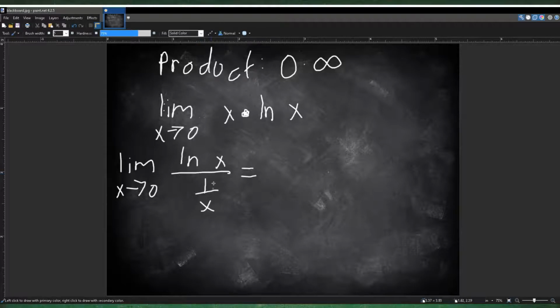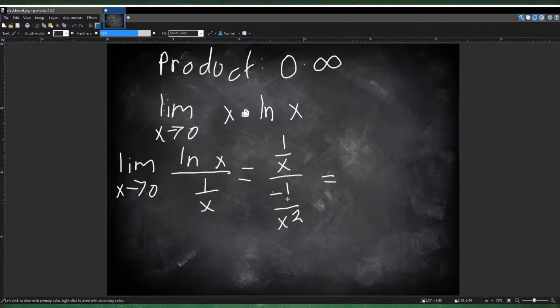So we need to check if this is indeterminate. So we have ln of 0, which is infinity, right? And 1 over 0, because x is 0, right? So 1 over 0 is just infinity. So we have infinity over infinity. So this is an indeterminate. It's an indeterminate in case infinity over infinity, right? So it's one of the 7 cases. Because of that, we could take the derivative on the top and the derivative on the bottom. So the derivative on the top, which is ln of x, is basically 1 over x, right? And the derivative on the bottom is just negative 1 all over x squared, right? And that's basically how simple it is.